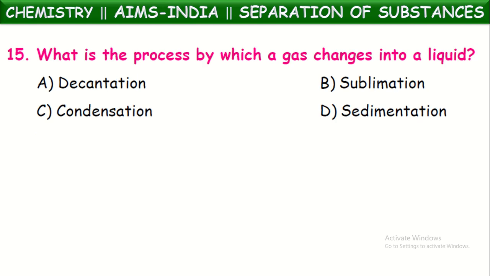Next one, what is the process by which a gas changes into liquid? What do we call that process? Gas converting into liquid happens by cooling. So when a gas is cooled, it converts into liquid. That process is called condensation.